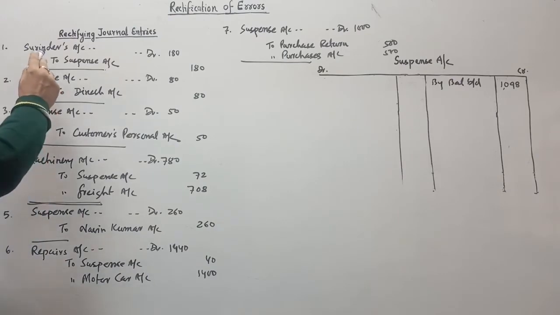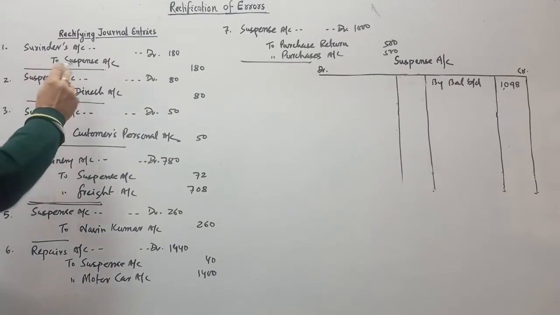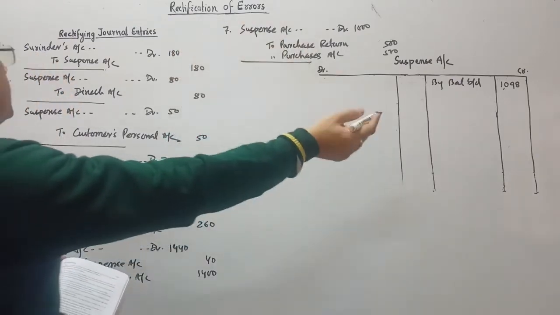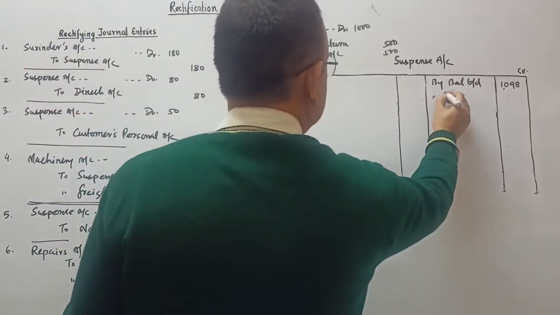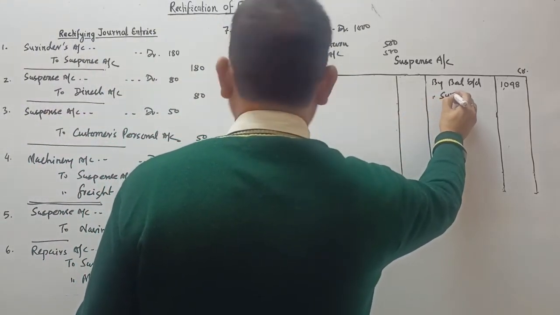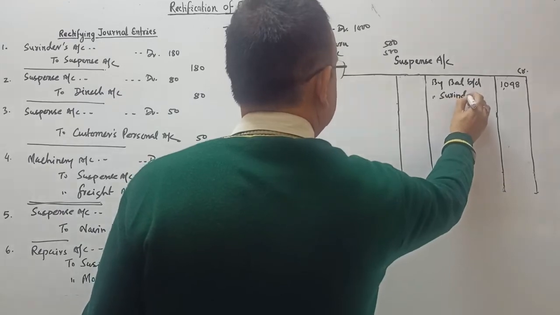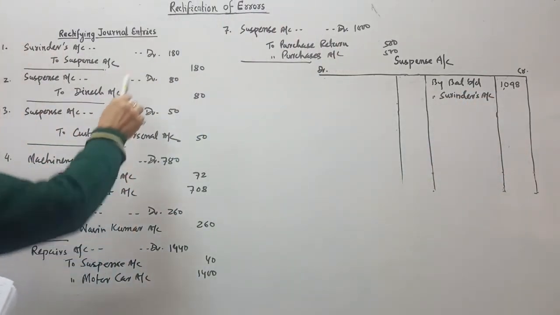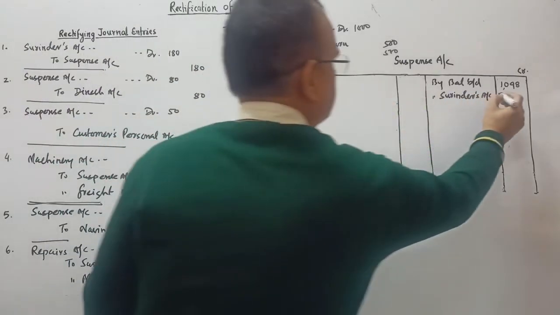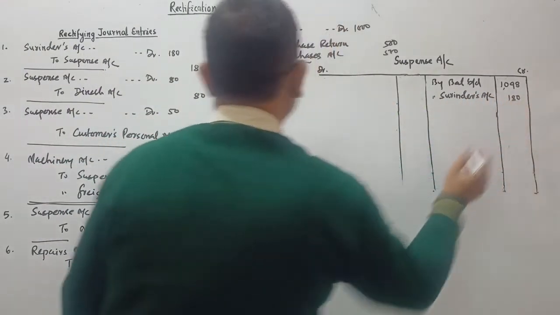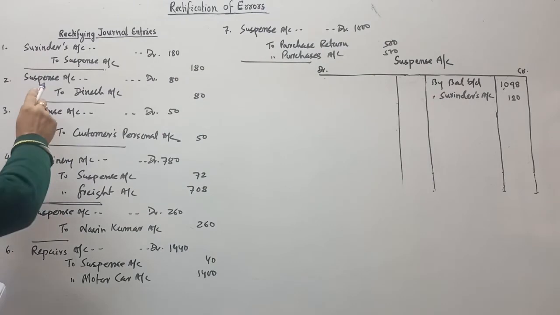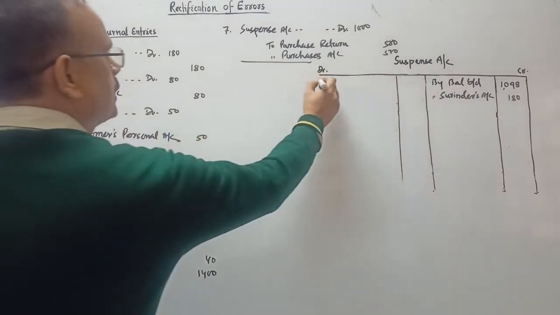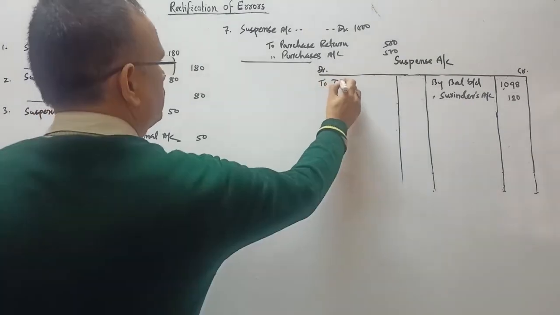First one, Surrender account debit to suspense. Suspense is on credit, so we'll do the posting in the credit side by Surrender's account. Amount is how much? 180 rupees. Coming to the next, suspense is on debit. Suspense account debit to Dinesh, so we will write debit side to Dinesh account.